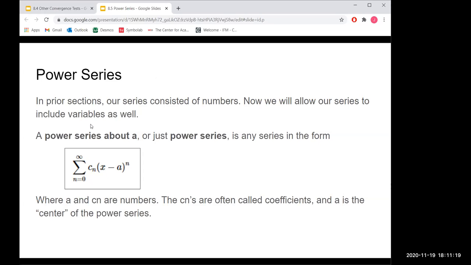All right, so here's the notation. Let me just read this. A power series about a, or just power series, is a series in the following form: summation n starts at 0 to infinity of c sub n times x minus a to the nth power. That's the general form. Let's go through what all the letters mean. a and c sub n are just going to be numbers, okay? When you're given a problem, c sub n and a are going to be actual numbers. And then x is going to be the variable.